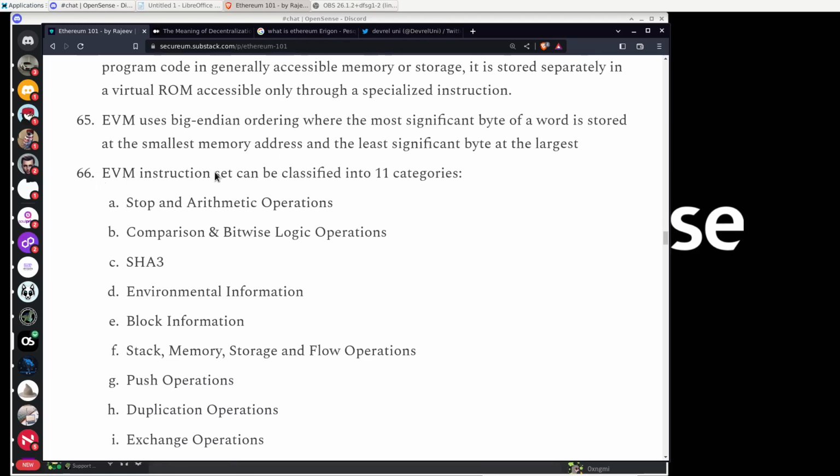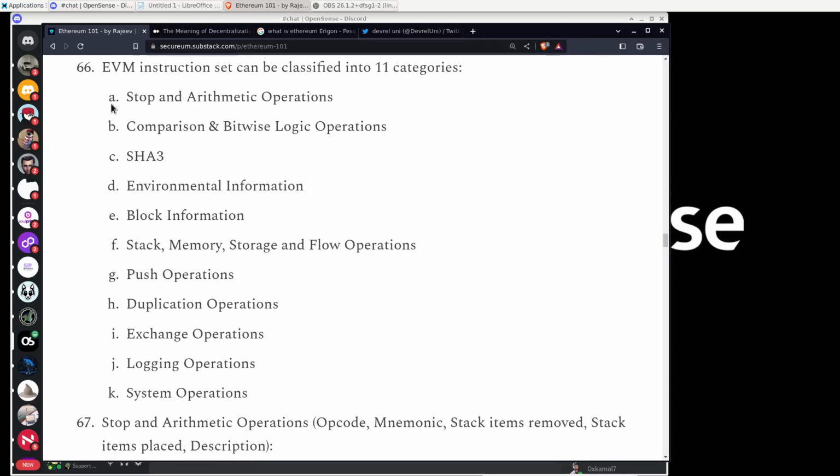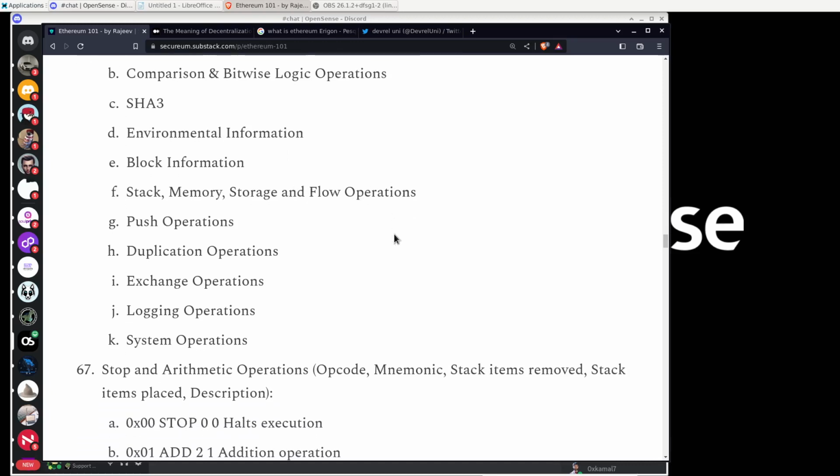The EVM instruction set can be classified into 11 categories: stop and arithmetic operations, comparison and bitwise logic operations, SHA-3, environmental information, block information, stack, memory, storage, and flow operations, push operations, duplication operations, exchange operations, log operations, and system operations.